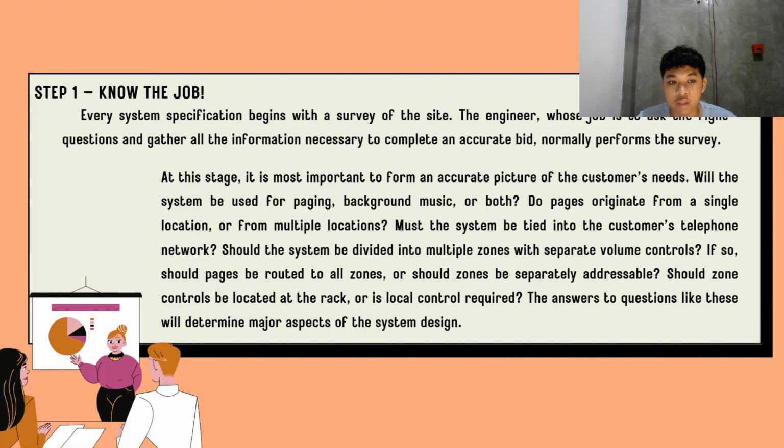Do pages originate from a single location or from multiple locations? Must the system be tied into the customer's telephone network, or should the system be divided into multiple zones with separate controls? If so, should pages be routed to all zones, or should zones be separately addressable? Should zone controls be located at the rack, or is local control required? The answers to questions like these will determine major aspects of the system's design.